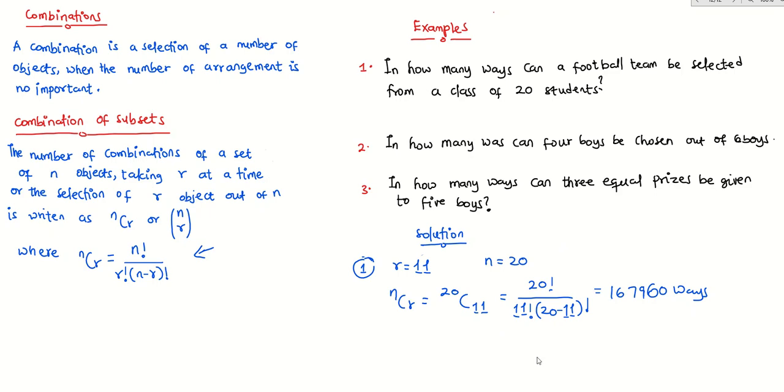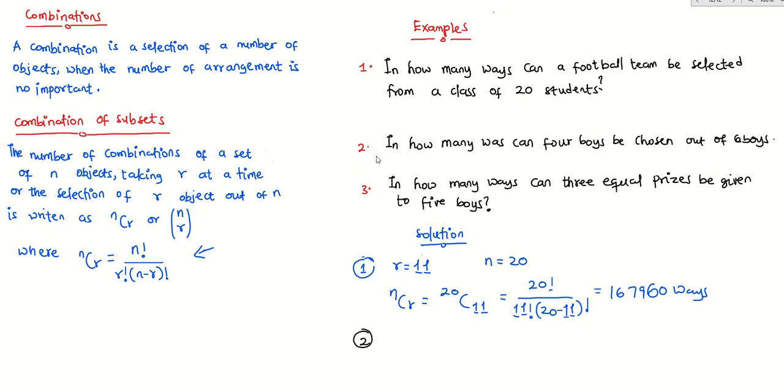So let's look at the second question also. The second question says, in how many ways can 4 boys be chosen out of 6 boys? In this case, we've not really been given the aim, the purpose or the reason behind 4 boys being chosen out of the 6 boys. So you can see that order doesn't matter because we don't really know the reason.